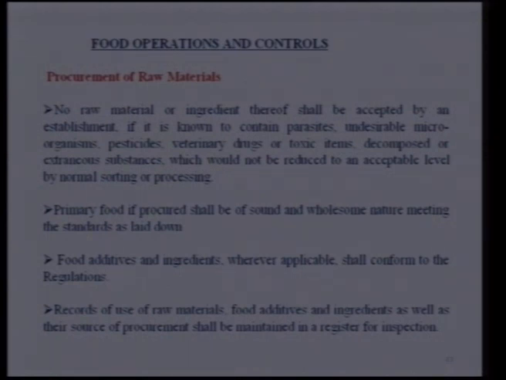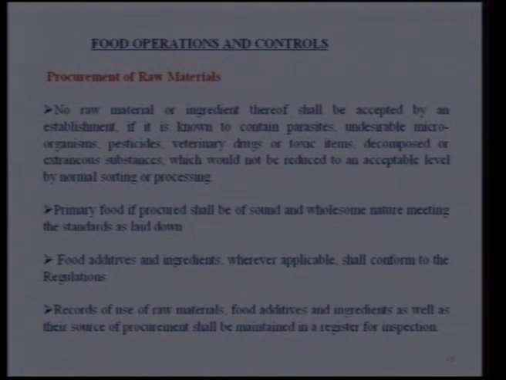And additives and ingredients wherever applicable shall conform to the regulations and standards. This raw material should be properly tested as per the standard, to check whether it is as per the standard. For example, even for fruits and vegetables, whether it contains higher limits of pesticide residues and other adulterated materials like adulterated colors, impermissible colors, or any other additives.